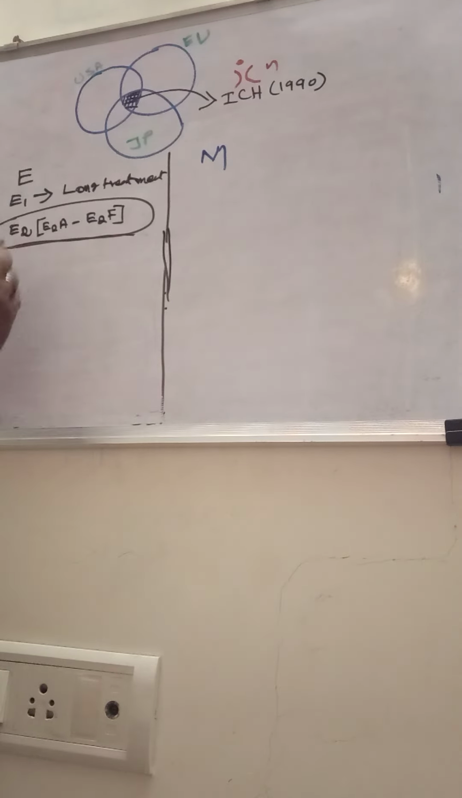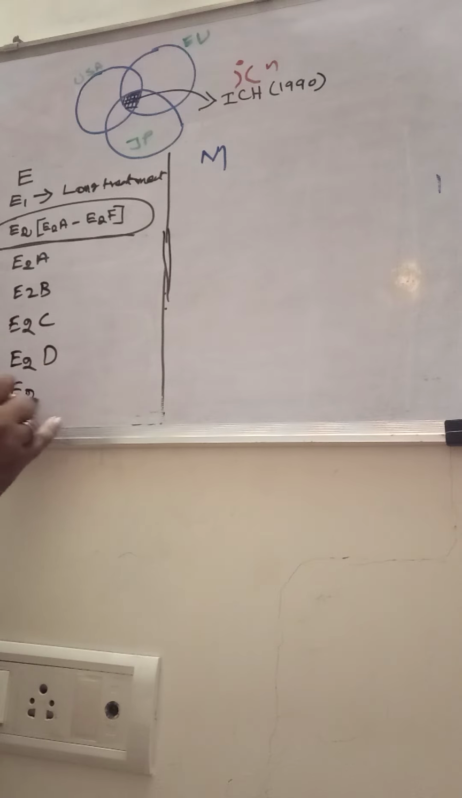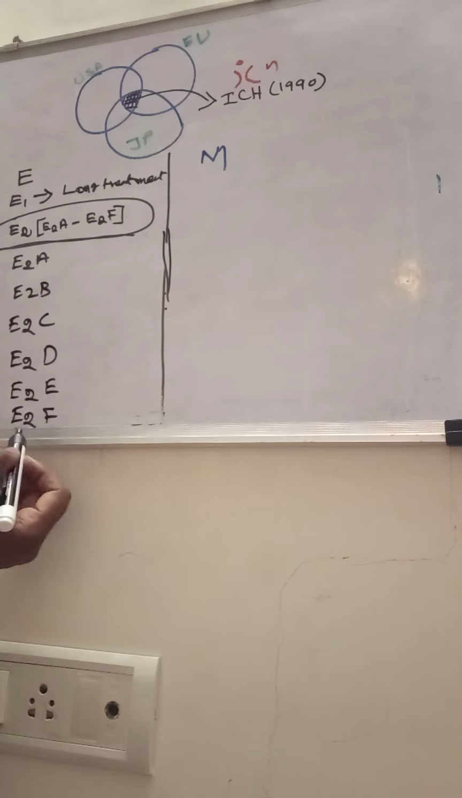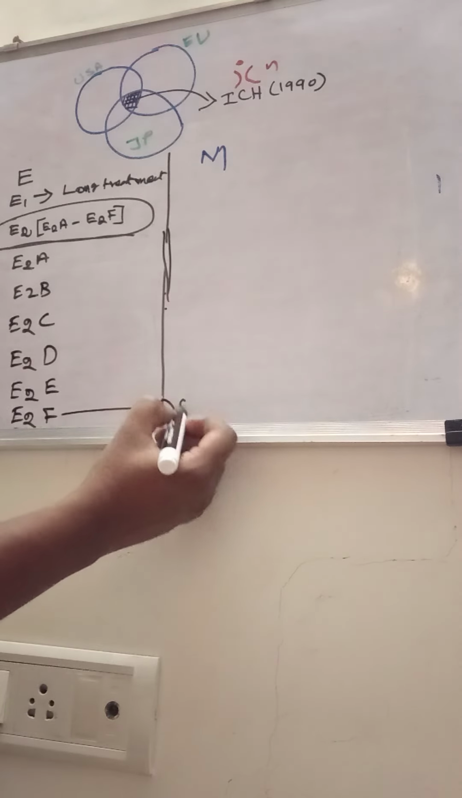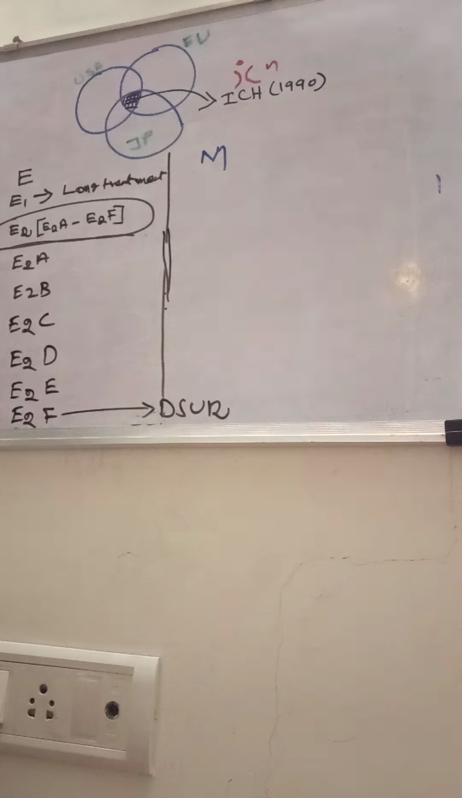Then we can see about E2A, E2B, E2C, E2D, E2E, and E2F. So this E2F, we can go from the bottom, which is focusing more on DSUR, development safety update report.